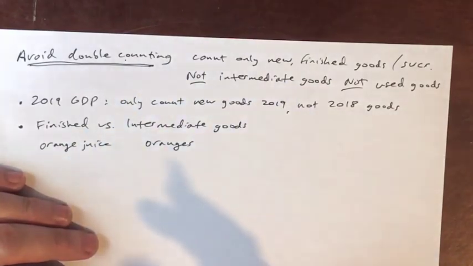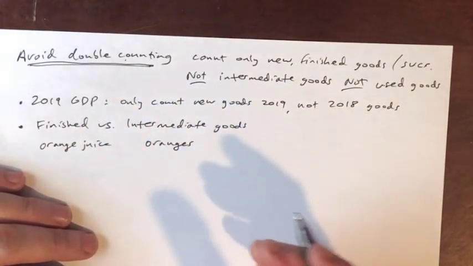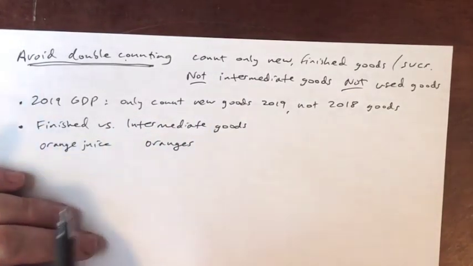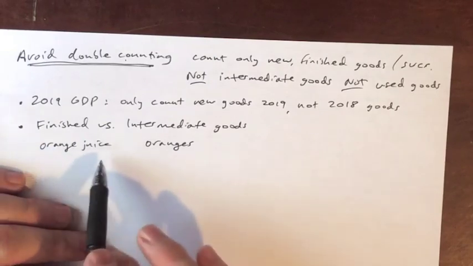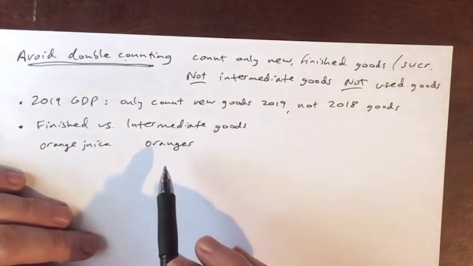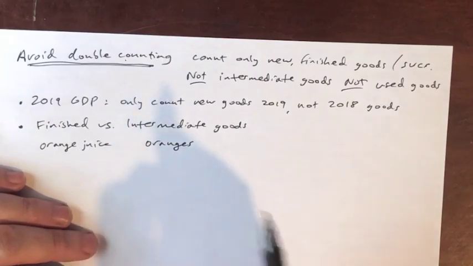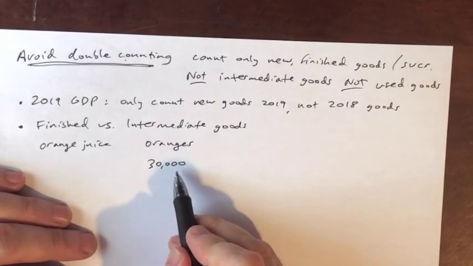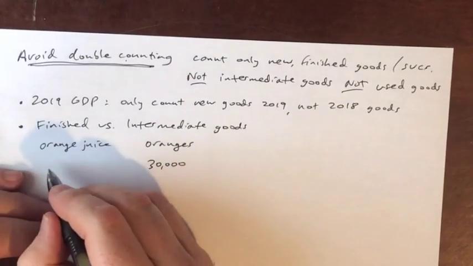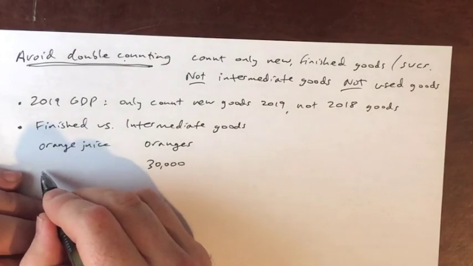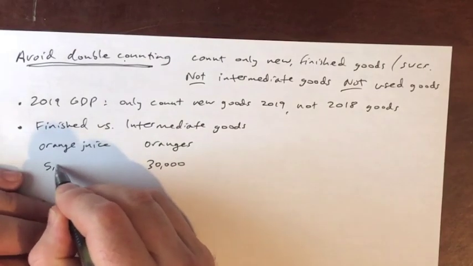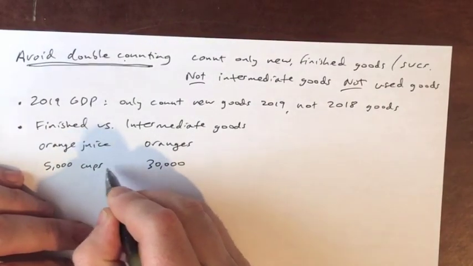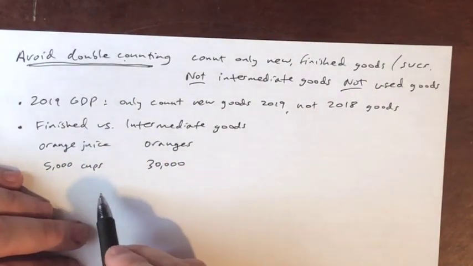So this is part of the work of GDP: the statisticians who do this tabulation have to go through and see, for every finished good, say orange juice, how many oranges did you buy? Let's say that in this economy there were 30,000 oranges produced, and let's say there were 5,000 cups of orange juice produced.